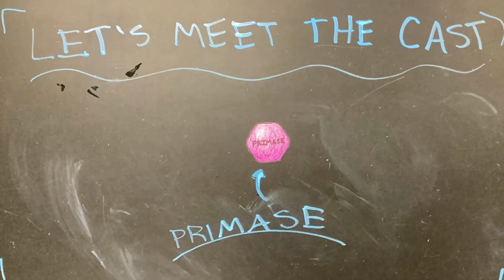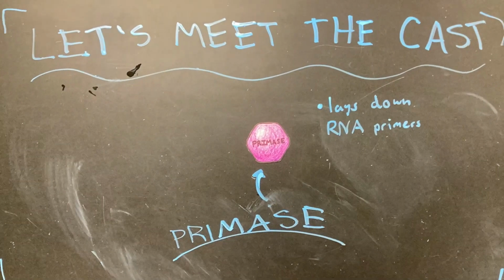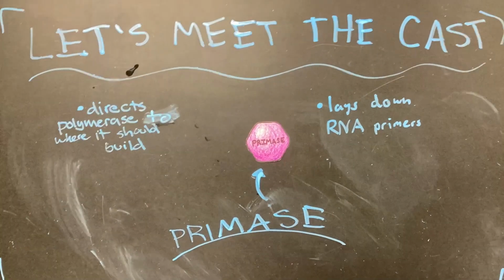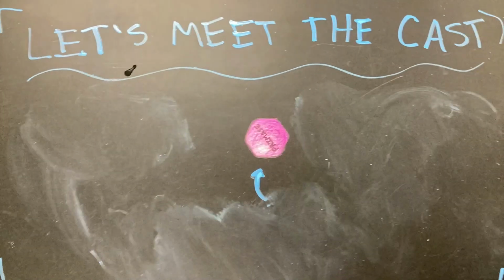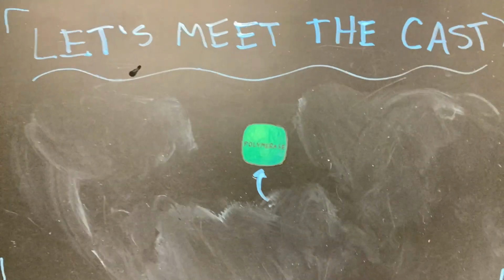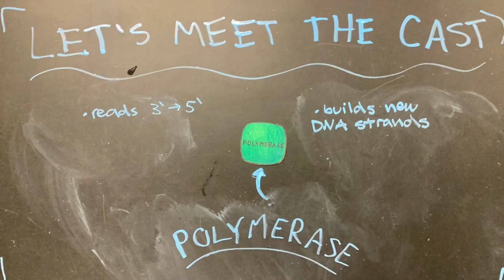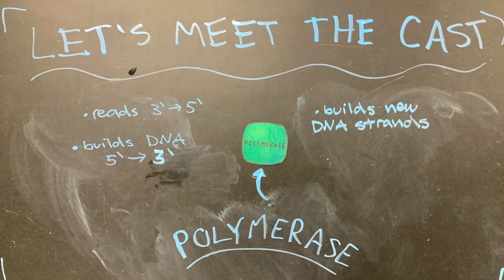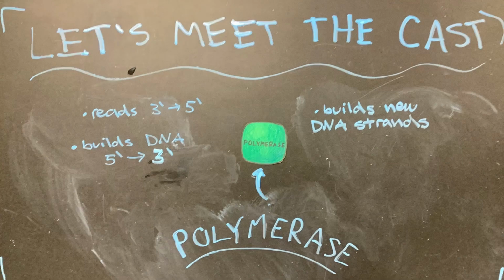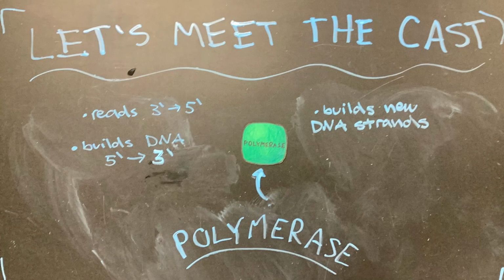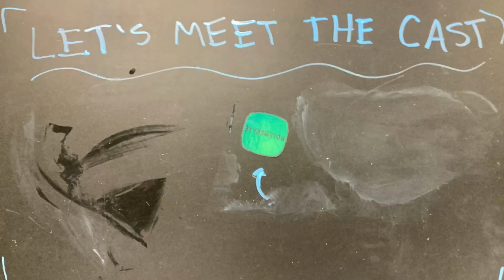The next enzyme is primase. Primase lays down RNA primer, which is used to direct polymerase on where to build. Polymerase, the third enzyme, builds new strands of DNA by reading the primase 3' to 5' and building in the 5' to 3' direction. We'll go over 3' and 5' later.